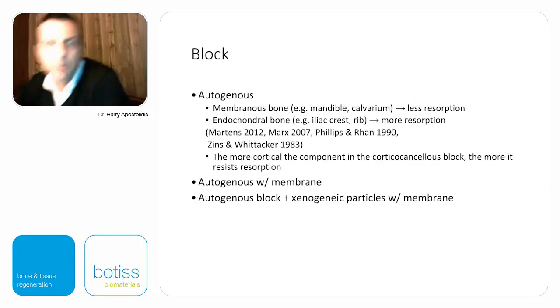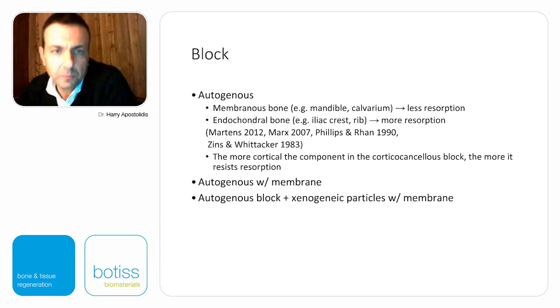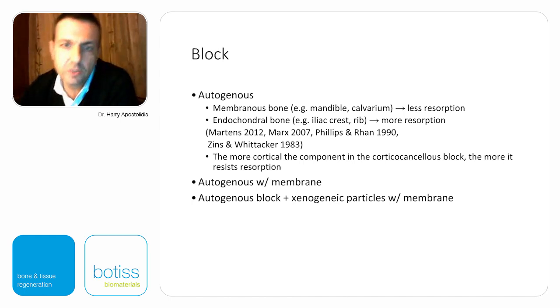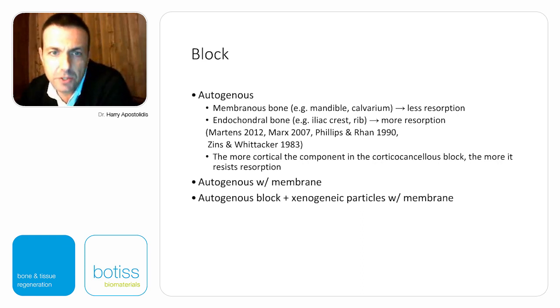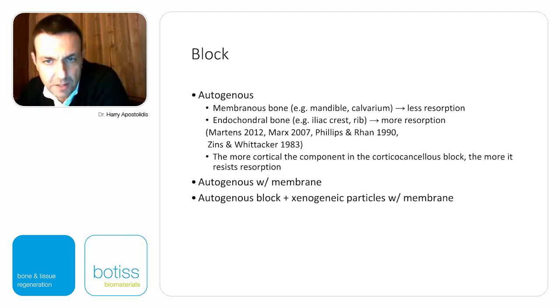So when we're talking about autogenous blocks, we can get them from the mandible, from the calvarium, from the iliac crest, rib, you name it. We can get blocks from all over the place, but we prefer intraoral harvesting. So mainly we go to the mandible. Why? Because it resorbs less if you compare it to other bones like the iliac crest. Iliac crest is an endochondral bone. It resorbs faster and easier.